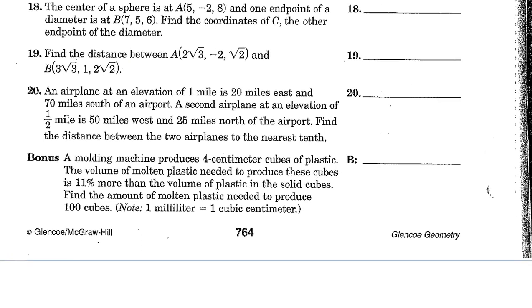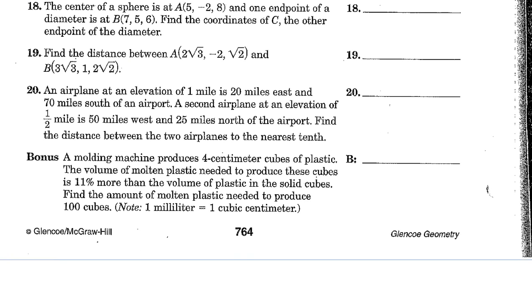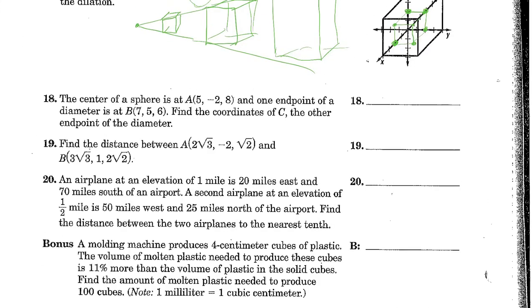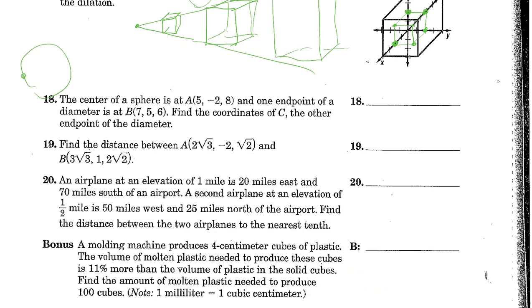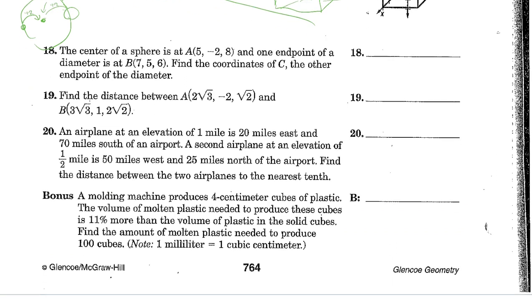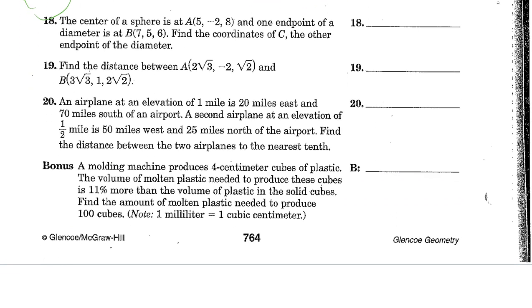The center of a sphere is at that point, and one endpoint of the diameter is at that point. Find the coordinates of C, the other endpoint of the diameter. Oh, that's like the midpoint formula. In 3D space, I have a point and the center, and I need to find the other point. The center is the midpoint. Another way to say it is that whatever I did to get to here, I do the same again. It's just the idea of an average.